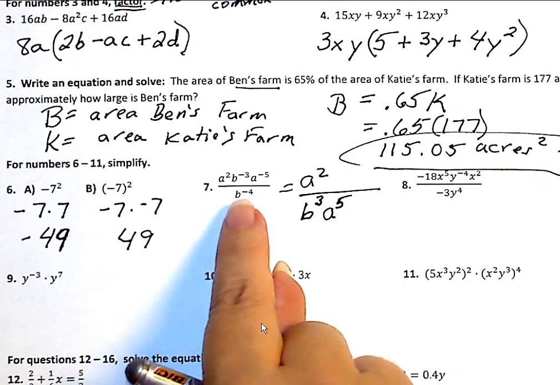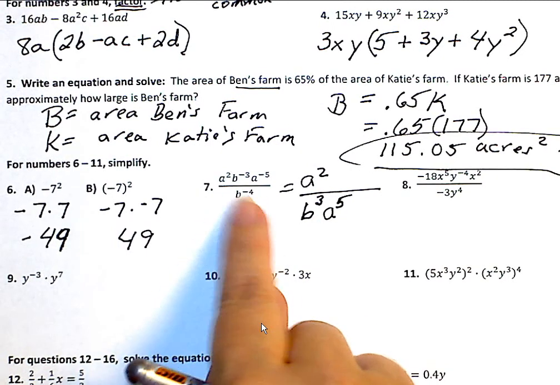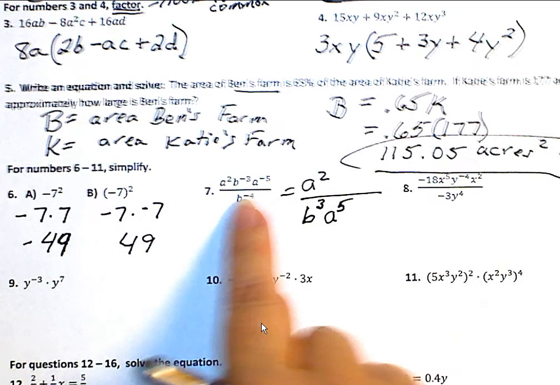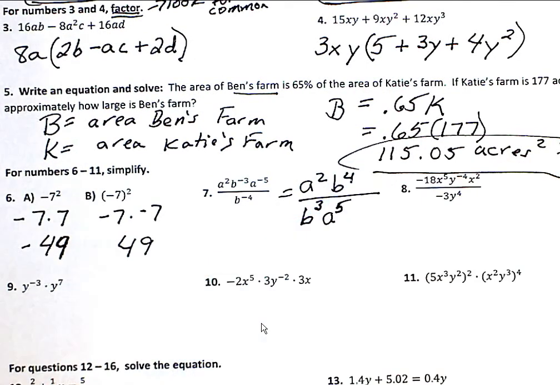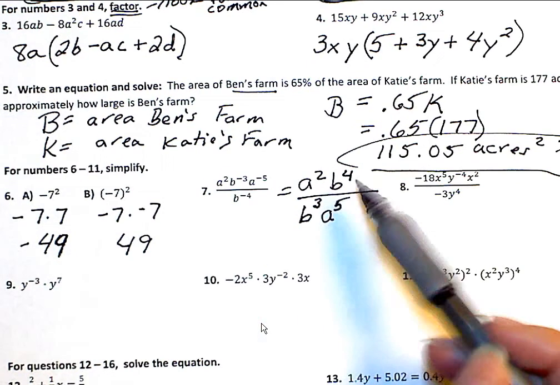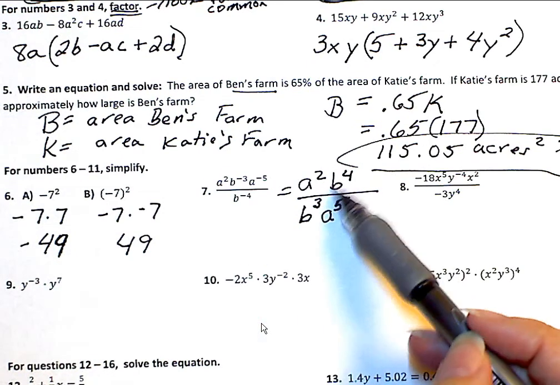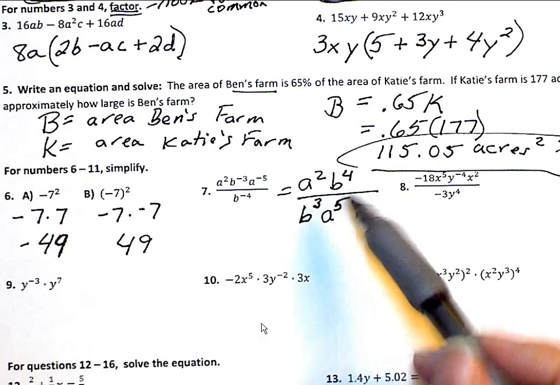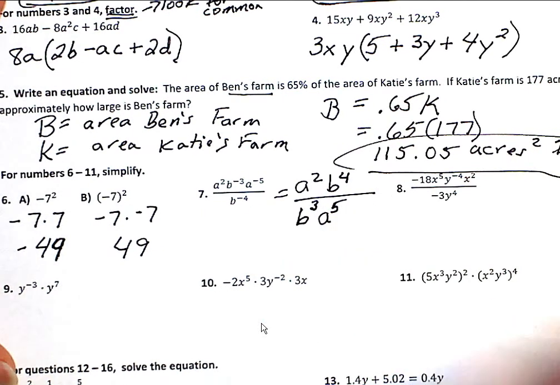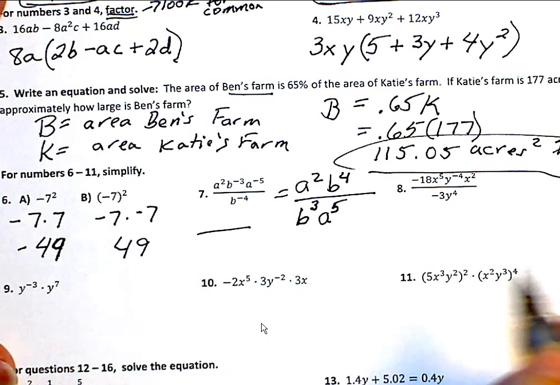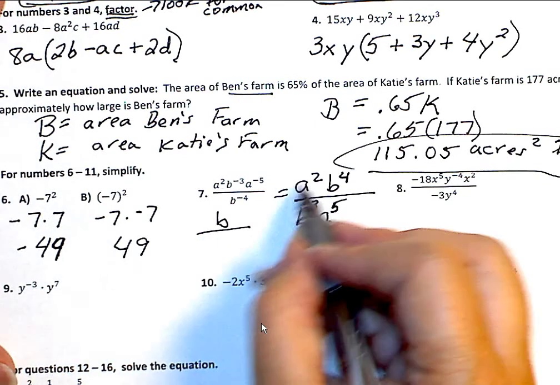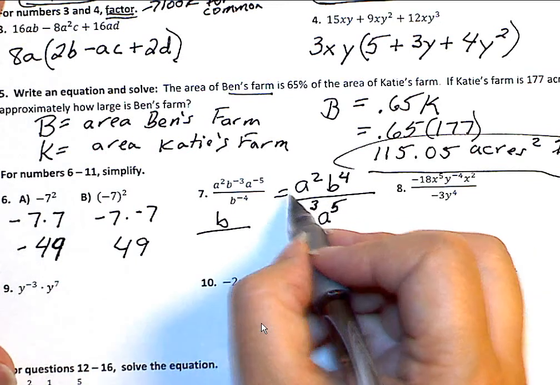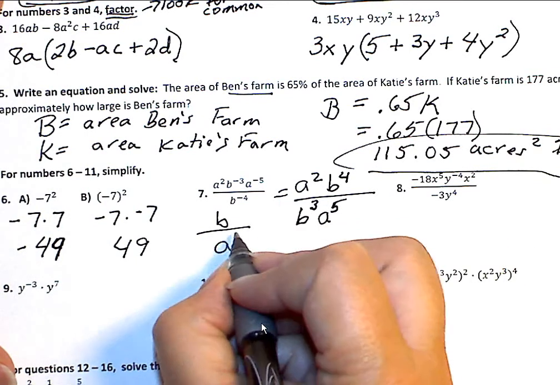Now, b to the negative 4, that's negative, so it has to go to the top. So we're going to go b to the 4. And now we just have to reduce. You can see that you have 4 b's on the top and 3 b's on the bottom. So how many b's do I have left? 1, and is it on the top or bottom? It's on the top. And then for a's, we have 5 on the bottom and 2 on the top, so I'm going to have 3 on the bottom.